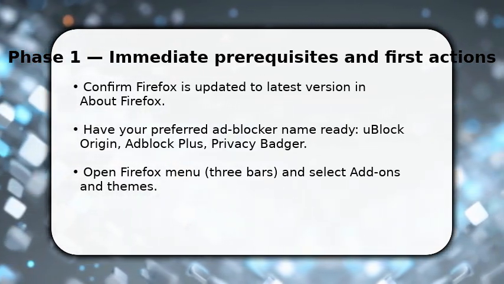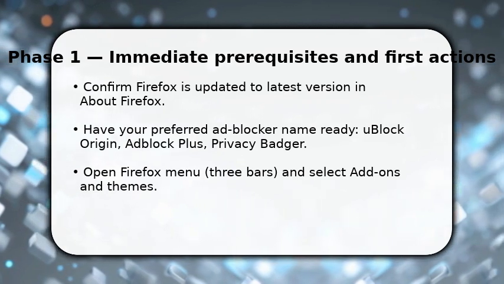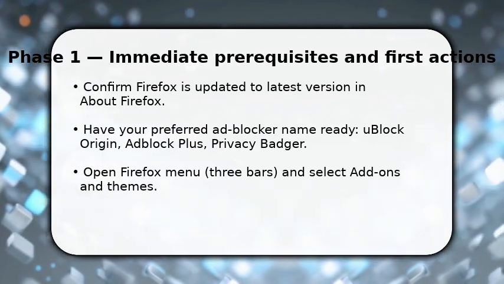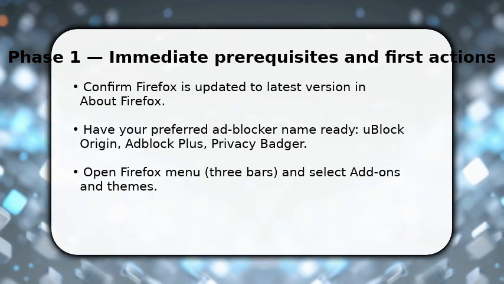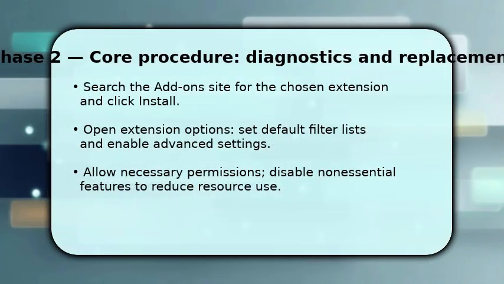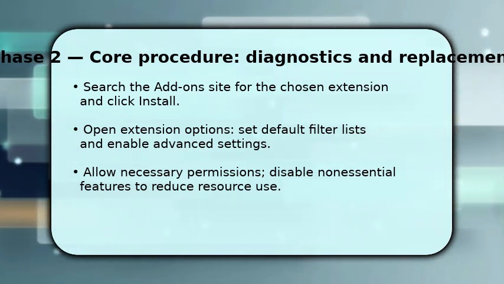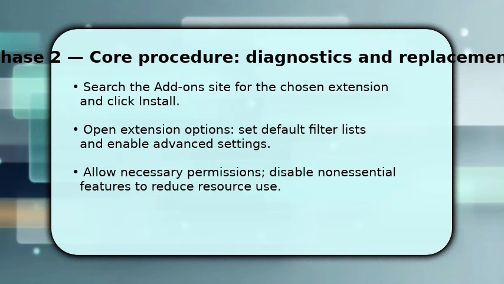Now click Extensions in the sidebar so you can search the add-on site. This is the first actionable step toward blocking ads immediately. You'll install the extension next. Search for uBlock Origin or your chosen blocker and click Install. Firefox will prompt for permissions, so allow only what's necessary.